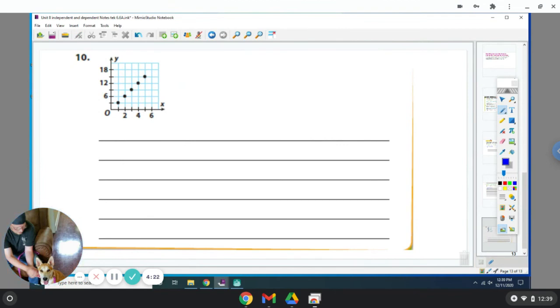Then you have a graph. You do the same thing here. So at 1, it's 3. 2 is 6. 3 is 9, and so on. So it's a multiplicative relationship. So it'd be y is equal to 3x.